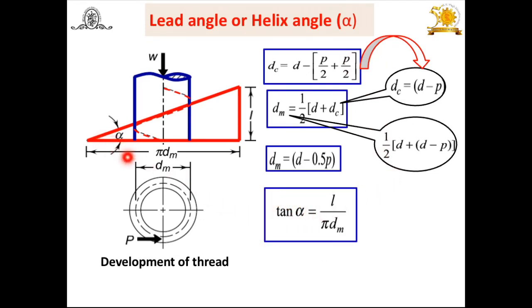Here this angle is the helix angle or lead angle. Further, we can use this alpha to find out the efficiency of the power screw also. This is about the importance of the lead angle. Second, this lead angle alpha depends on the lead and the dm. These are the importance of lead and the mean diameter. From this relation you will get the idea about it.